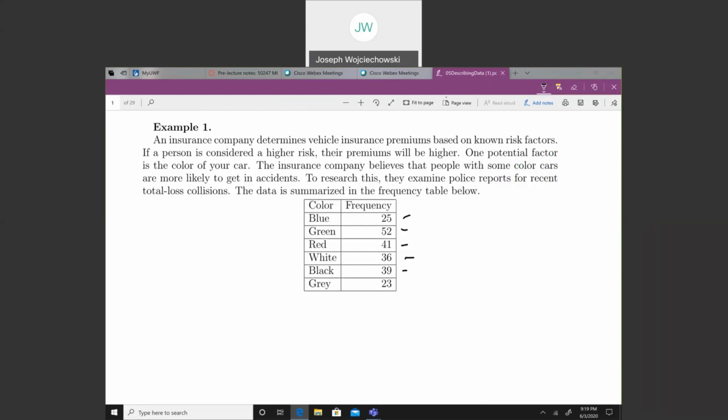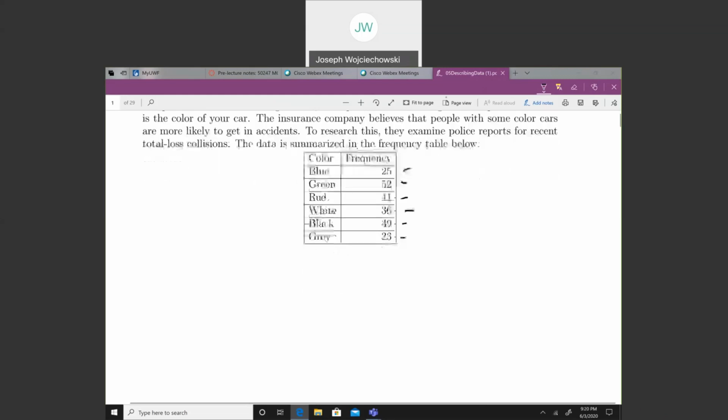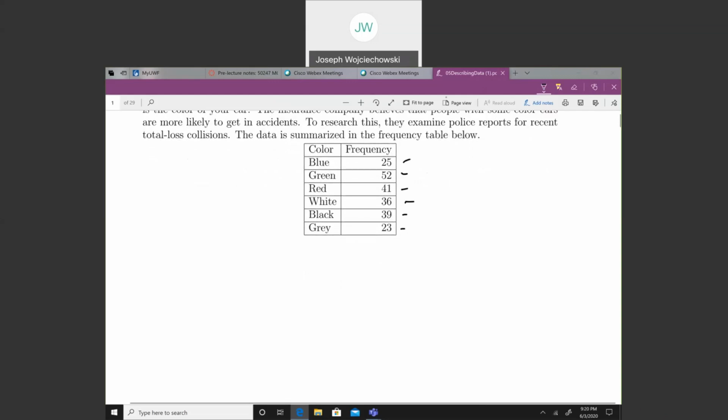It's interesting that green has the highest frequency of collisions. I can speak from personal experience. I own a green car, and the number of accidents that I've almost gotten into because people don't see me is quite high. It has to do with the car blending in with the surrounding greenery, trees and whatnot.